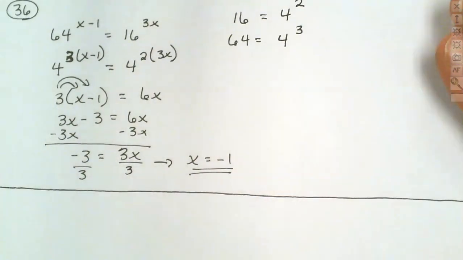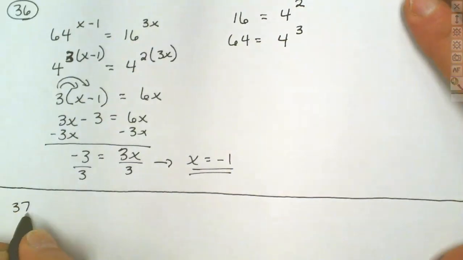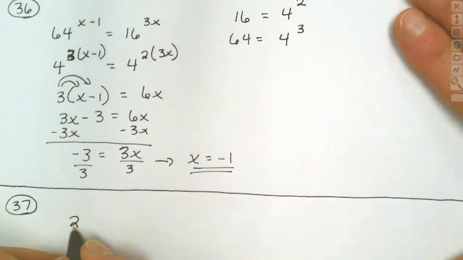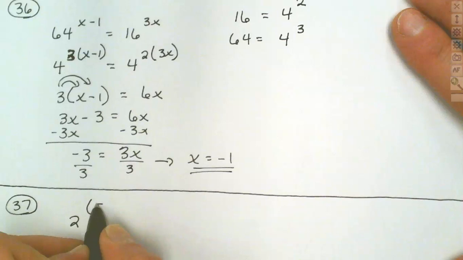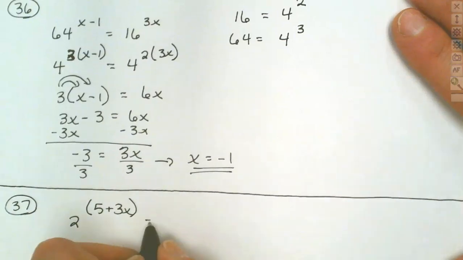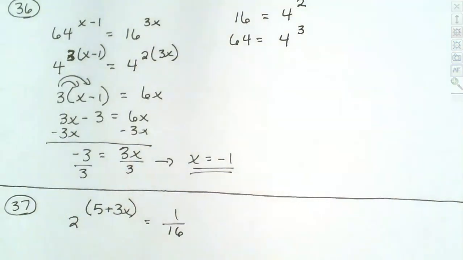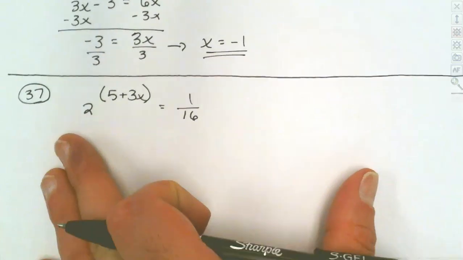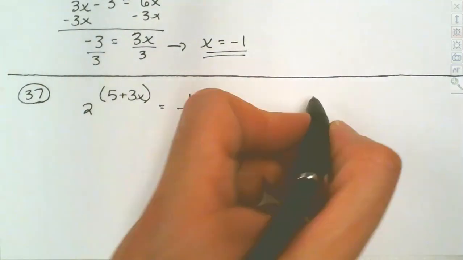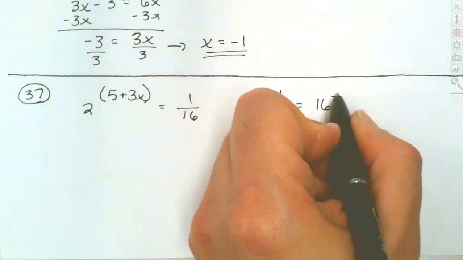Let's look at the last question here, see if we can remember how this one will work. So what we've got is 2 to the 5 plus 3x power equals 1 over 16. And we've done several of these already. So what do we do first? Well, get rid of the fraction. And we know 1 over 16 is 16 to the negative 1st power.